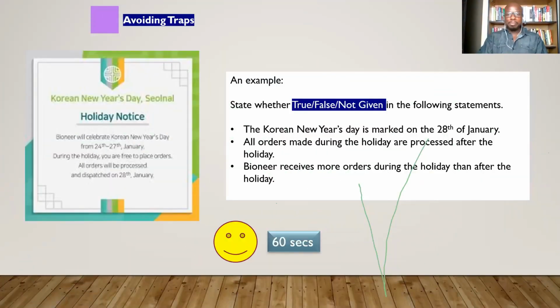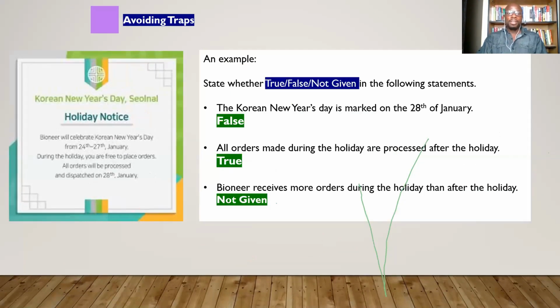Ta-da! So time up. So I'll just show you the answer in the next slide. So just check with what you've written before now. Now, the first one, the Korean New Year's Day is marked on the 28th of January.